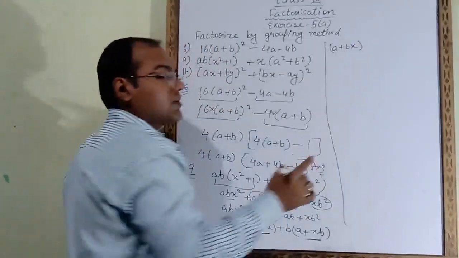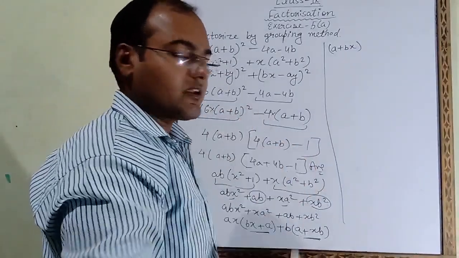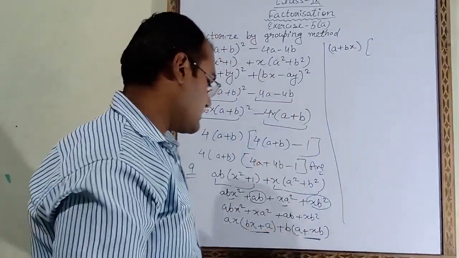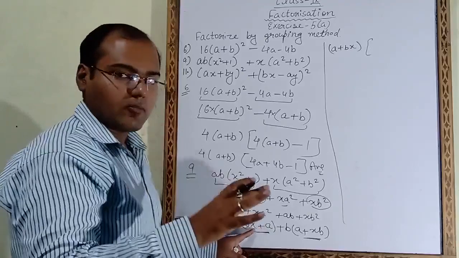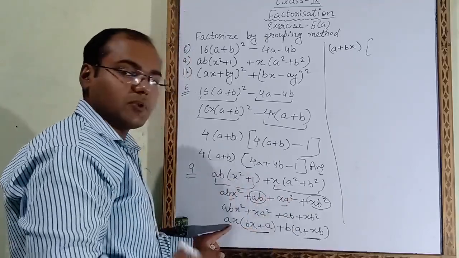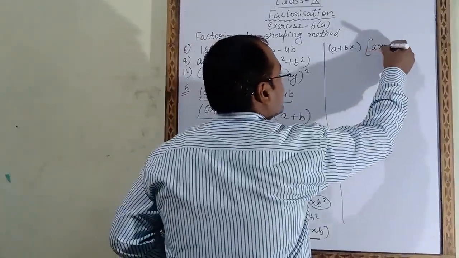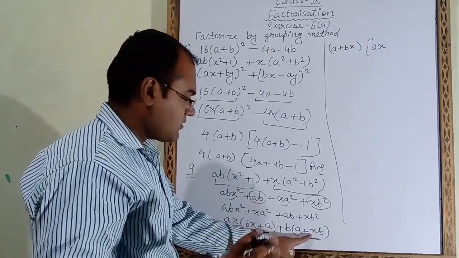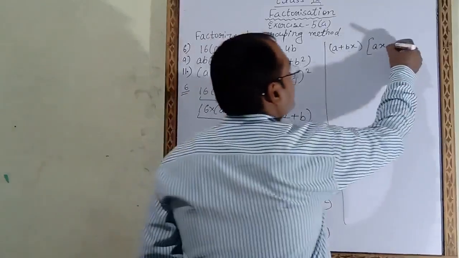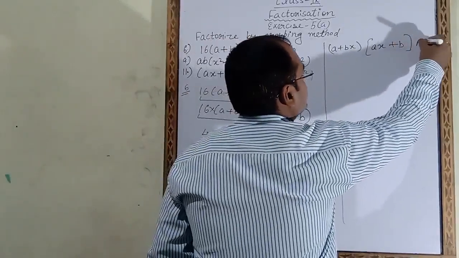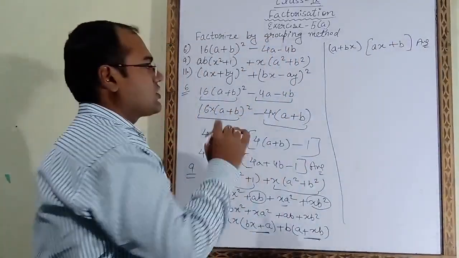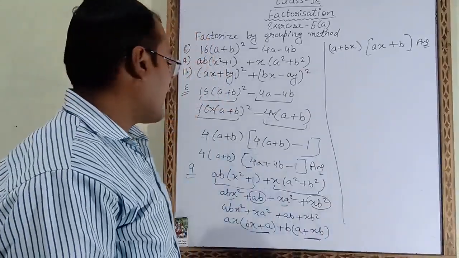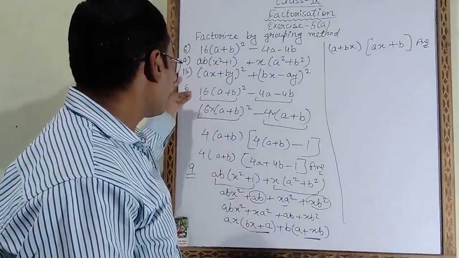After taking common, we have to write the remaining term in a bracket. Now a big bracket we will use. In this big bracket we will write the remaining terms. a plus bx we have taken common, so no need to take it again. What is remaining here? ax. Then this a plus bx we have taken common. What is remaining here? Plus b. So this is your answer of question number 9. Like this you have to do question number 9. Now see question number 11.